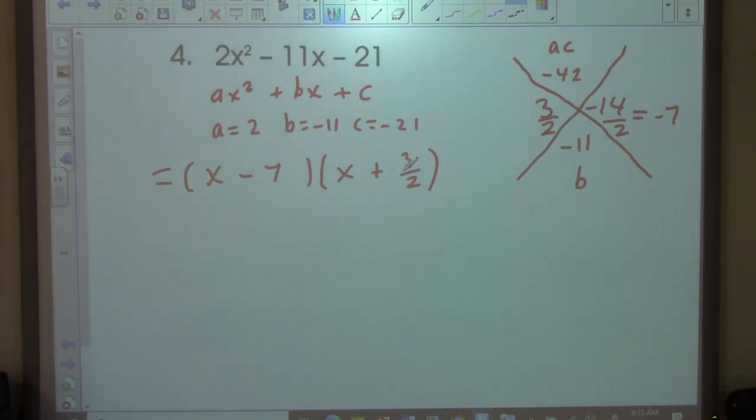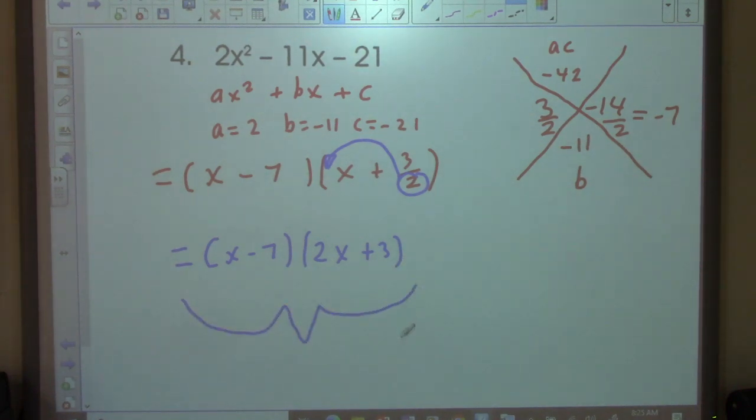The last stage is called the bottoms up. Any place you see a fraction like this, you take the denominator of that fraction and bring it right up to this x. That's the bottoms up part. So what you have here is x minus 7 times 2x plus 3. That's going to be your factoring, and this is our correct factoring. Is that what you got for your factoring?